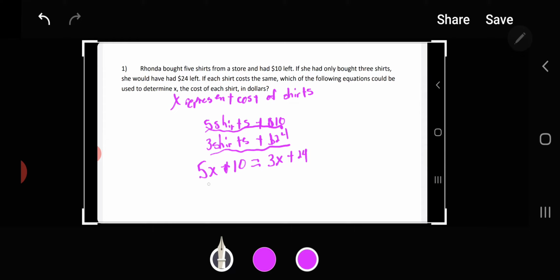So again, the total amount of money she did have was enough to buy 5 shirts plus $10. And she also had the total amount of money to buy 3 shirts and still have $24 left. So there would be our equation to solve: 5 times the cost of shirts plus 10 equals 3 times the cost of shirts plus 24. We could use that to solve how much the cost per shirt is.